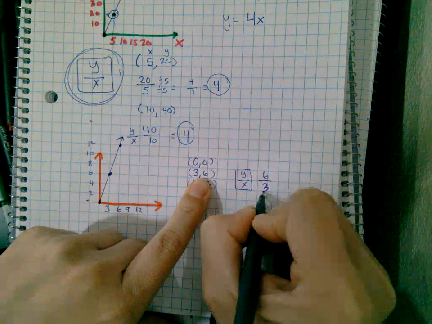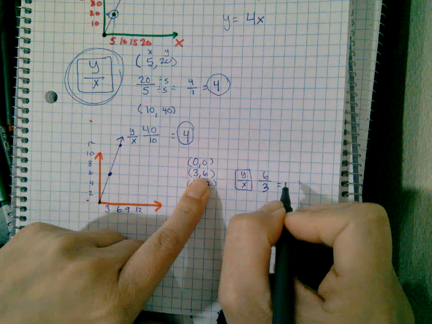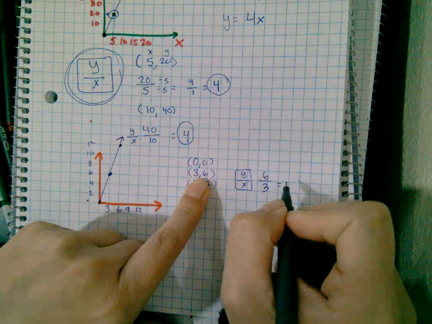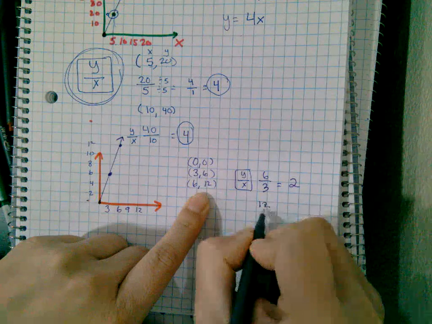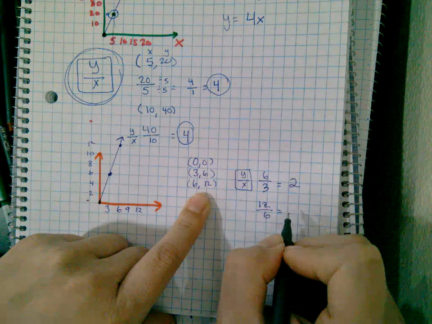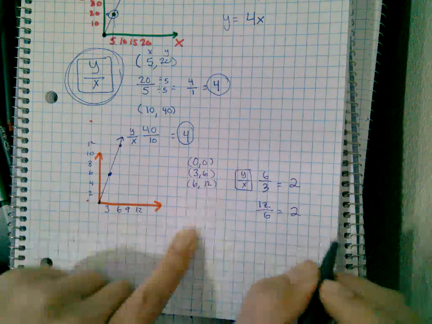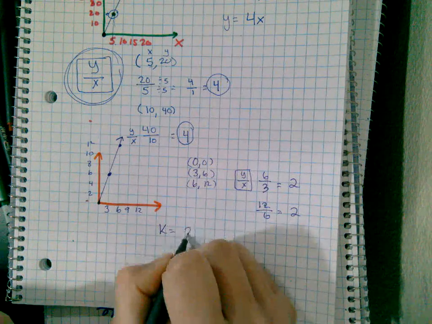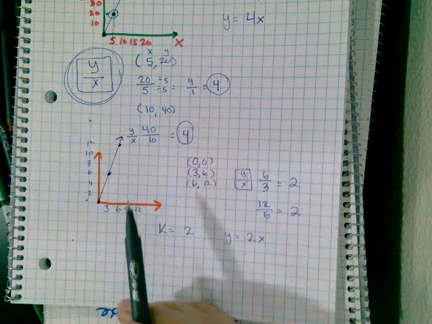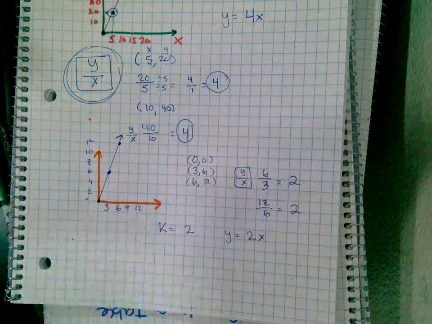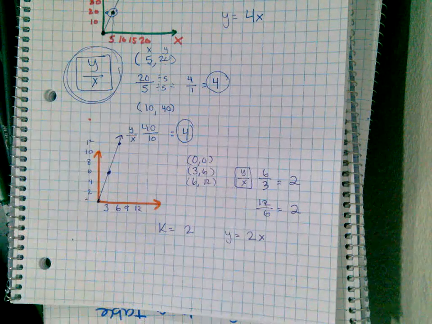So here's my point. 6 over 3. What's 6 divided by 3? 6 divided by 3 is 2. What if I do 12 over 6? What's 12 divided by 6? 2. So therefore, my k is equal to 2. My equation is y equals 2x. So when you do not have a 1, we got to solve for it by doing y over x.